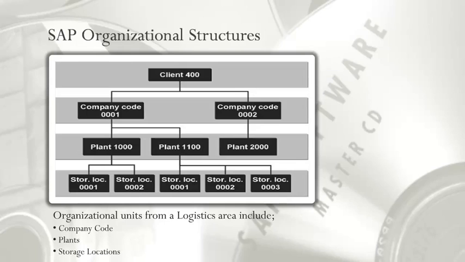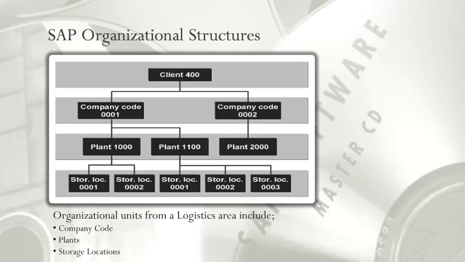The following is an example of an organizational chart that represents units within the logistics area. The Client 400 represents corporate headquarters. Below headquarters are units that represent subsidiary companies that may be located in different countries or within the same state.